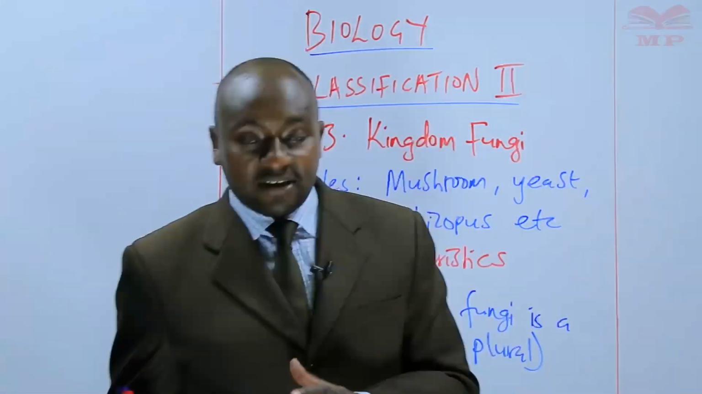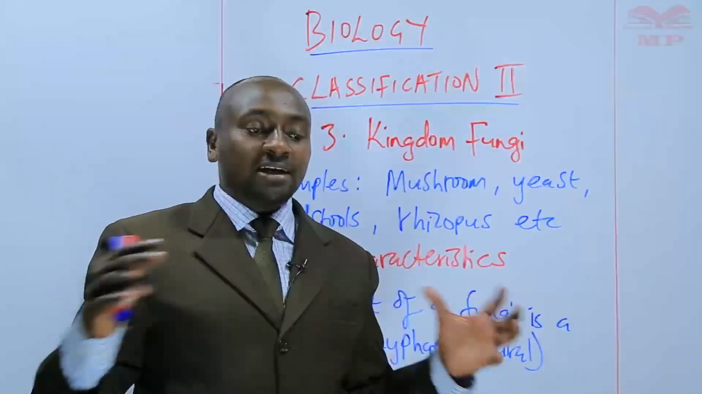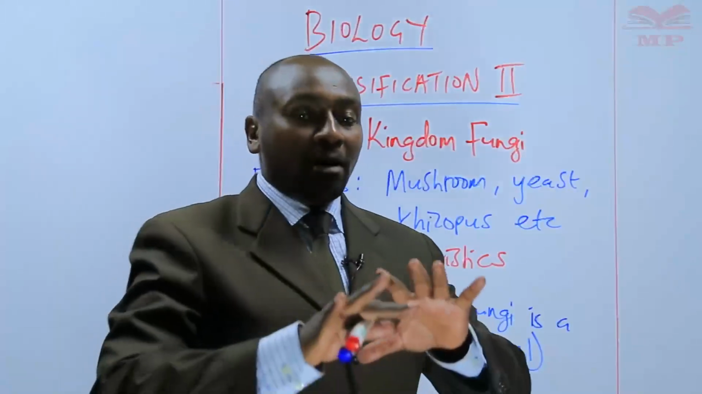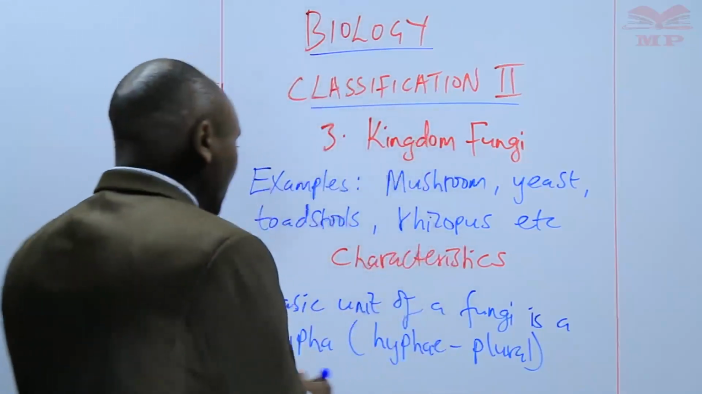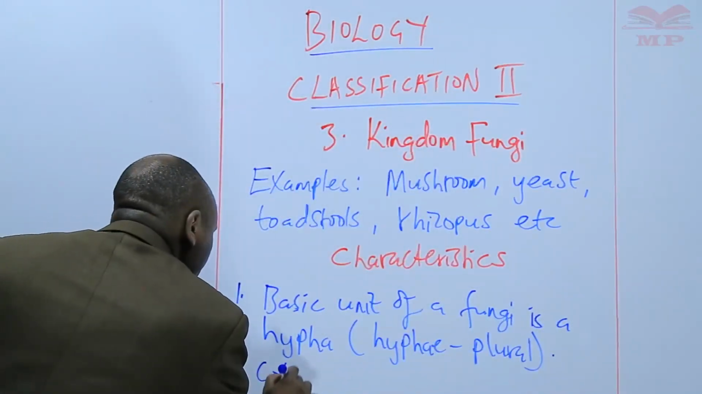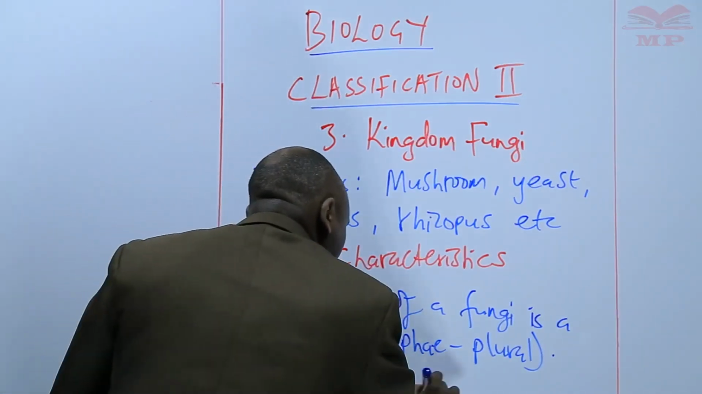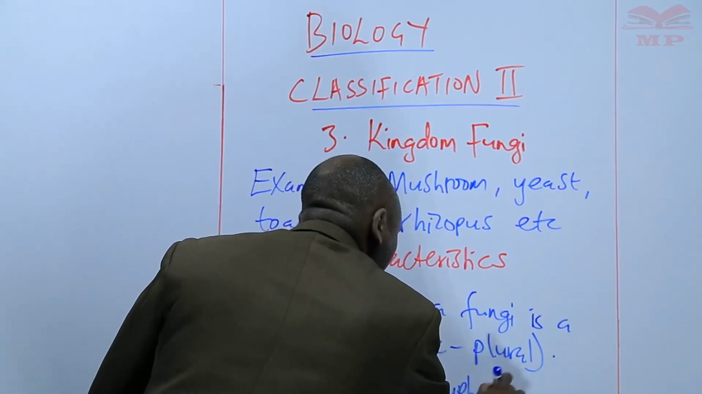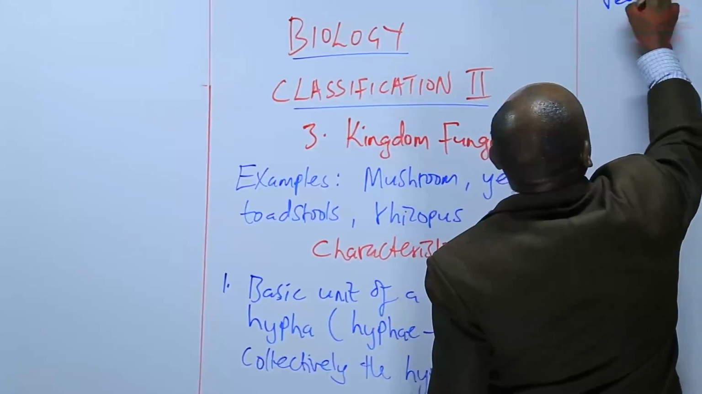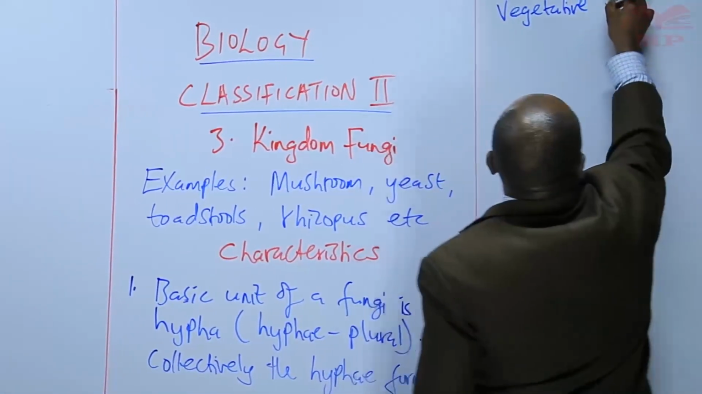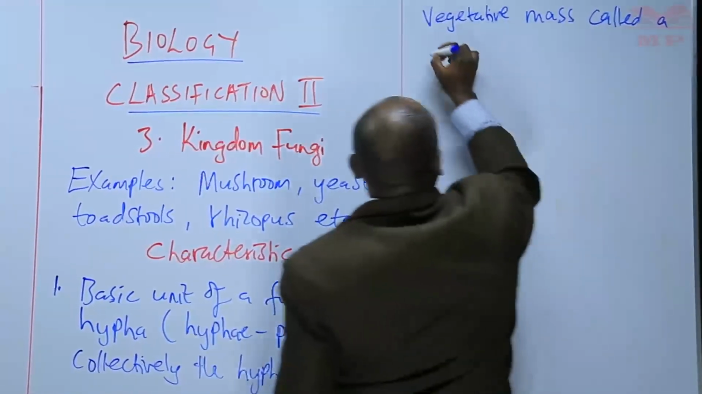Many are called hyphae. Now, when those hyphae are collectively merged together, they form a vegetative body that is known as a mycelium. So we can say that collectively, the hyphae form a vegetative mass called a mycelium.